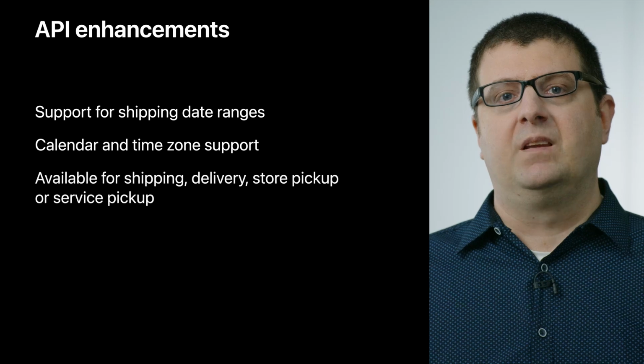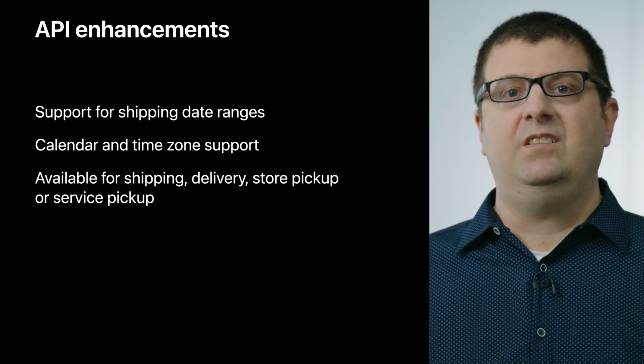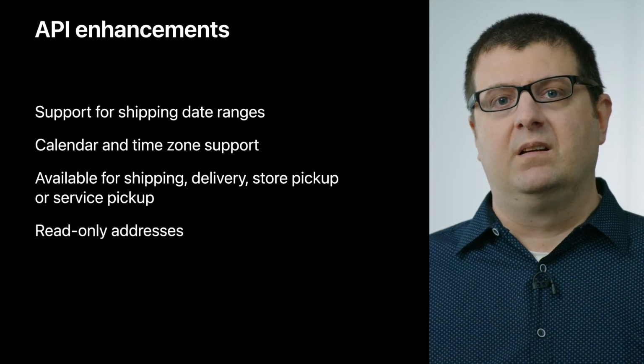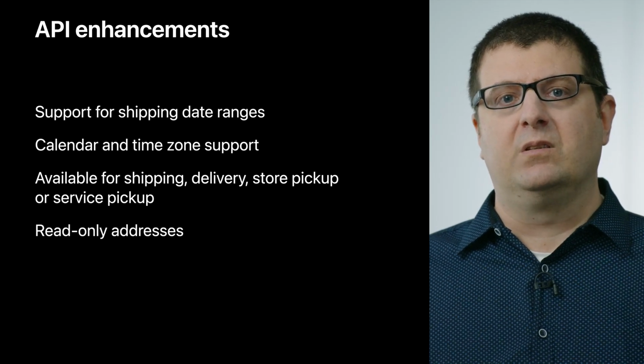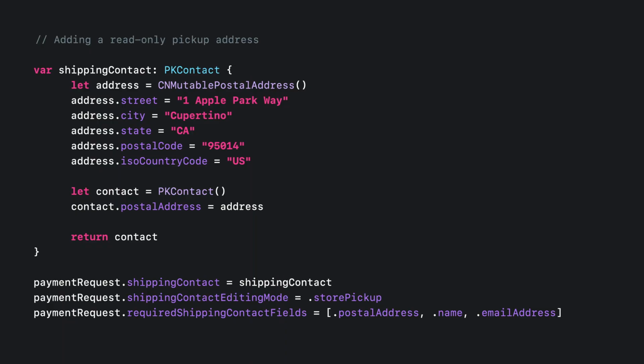For example, you could display a pickup time in your app. In addition to date ranges, you can now declare a read-only shipping address. You can use this to inform the user of a specific pickup location. To enable this, you must provide address details as an instance of PKContact.